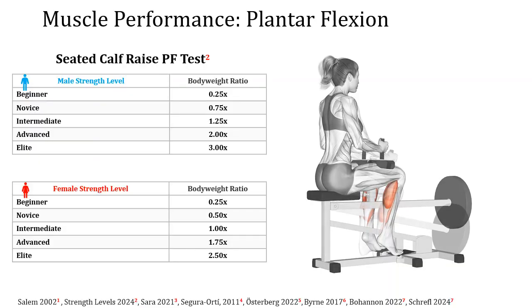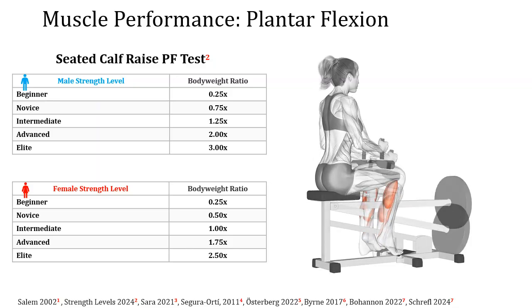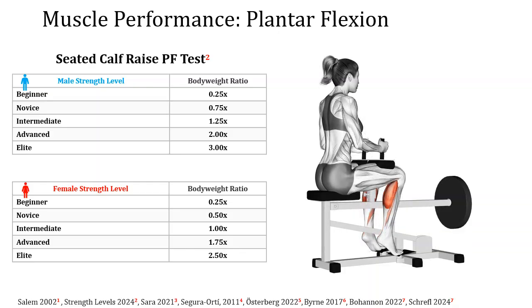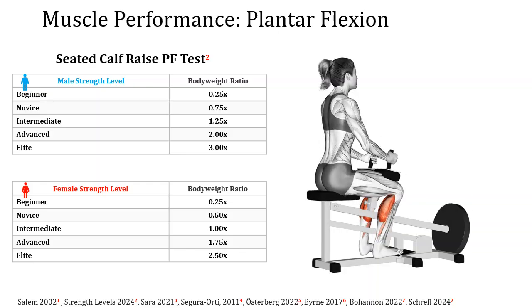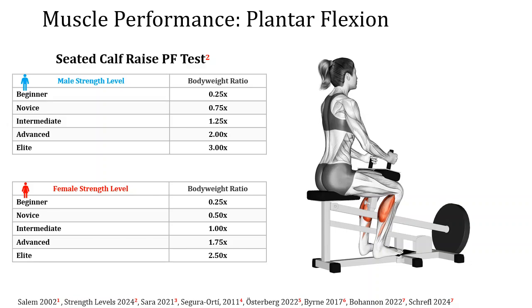So some normative values of what you can expect from beginner up to elite or advanced are shown there for both the males and females. Once someone hits that intermediate phase, they should be producing approximately 1 times body weight, or 1.25 for males.